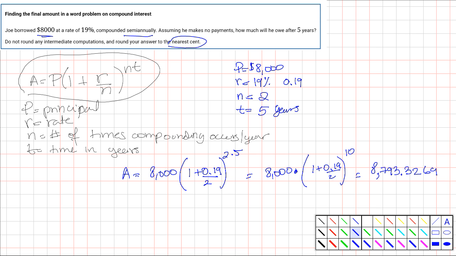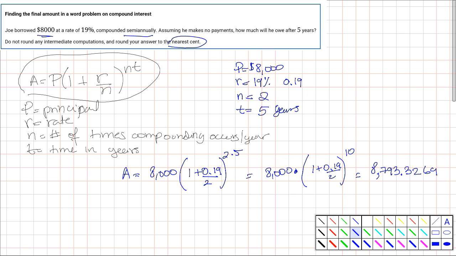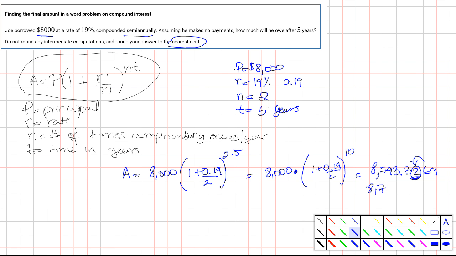But since the question is asking us for the nearest cent, we have to look at the hundredths place, so we look at the number to the right of it. If it's 5 or more, we have to round up. It is 5 or more, so our final answer would be $8,793.33, and that's our final answer.